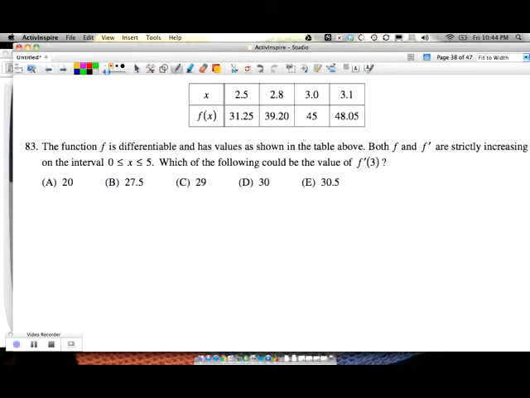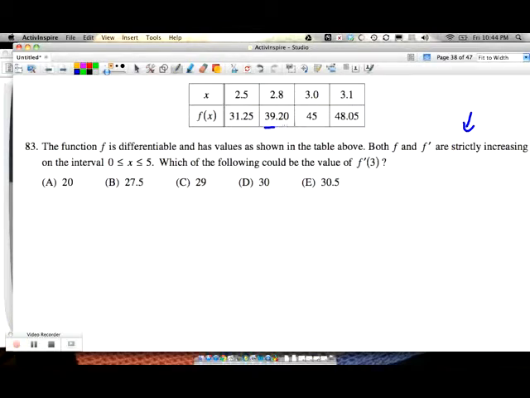The function f is differentiable and has values as shown in the table above. Both f and f prime are strictly increasing, meaning that they're always increasing, never decreasing, on the interval 0 to 5. Which of the following could be the value of f prime of 3?